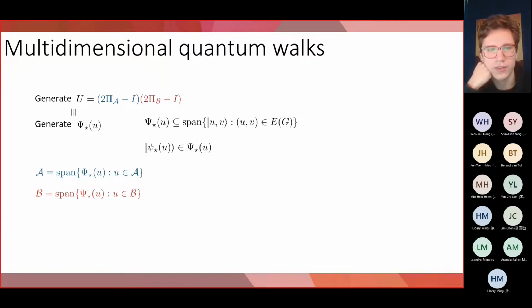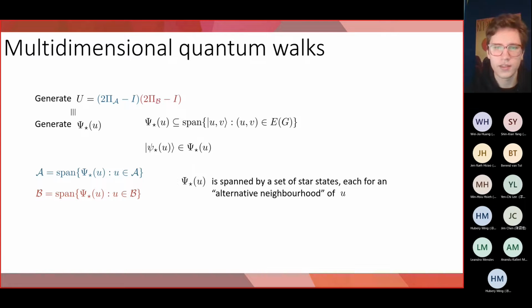An intuitive explanation of what's going on is that this star space is spanned by a lot of star states, each for maybe a different neighborhood of you. So you're choosing to only take some of its neighbors, or you're choosing to change the weights of these neighbors. That's the first line, so that the star space must be a subset of all proper edges. And the second part means that the actual star state is in this set of potential star states.